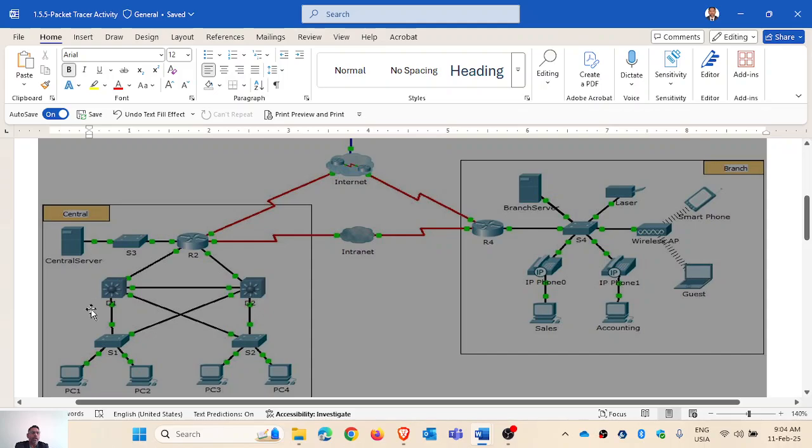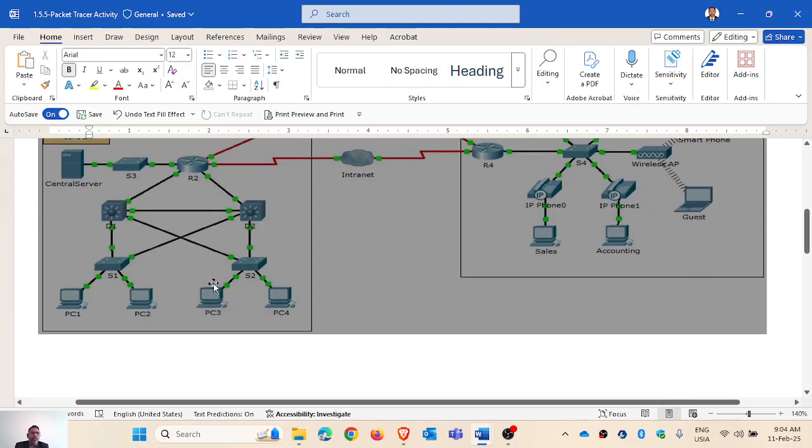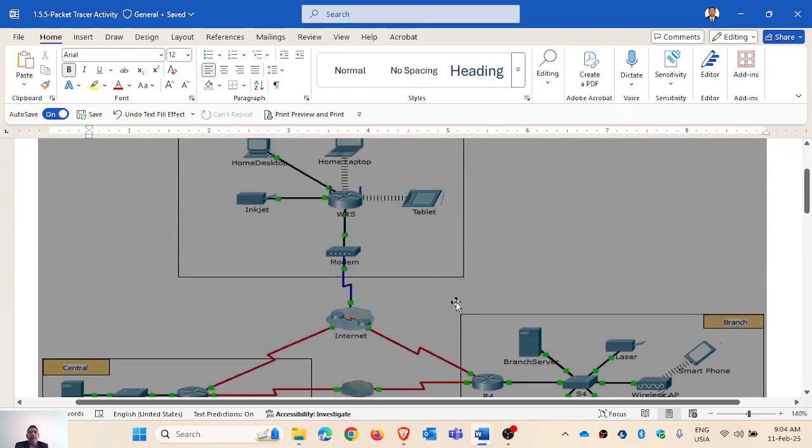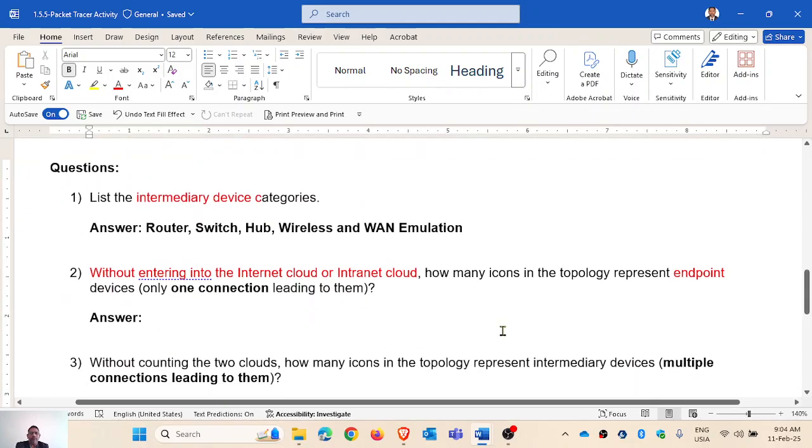Only one can see 1. This is also 1, 1, 1, 1. See, all 1. So total how many? 15. So we have to write the answer 15.